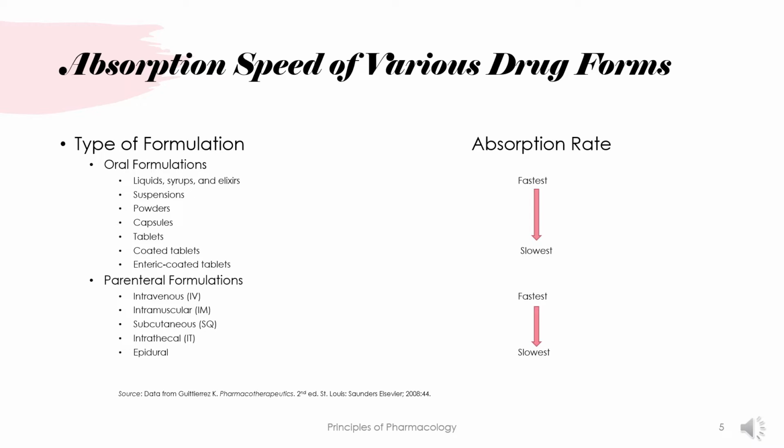Pills must disintegrate into smaller particles, dissolve, and then pass across the cell membranes in the GI tract first before it is absorbed into the circulatory system. So when you look at the oral formulations on this slide, the capsules, tablets, and especially the enteric-coated tablets are down at the slowest. They must first be disintegrated before they are absorbed.